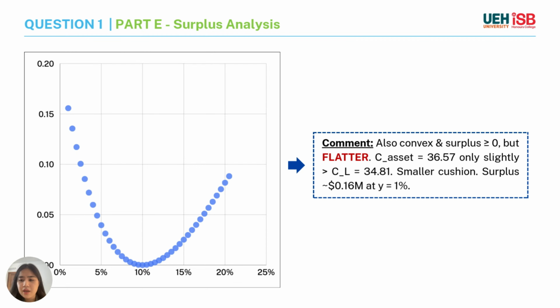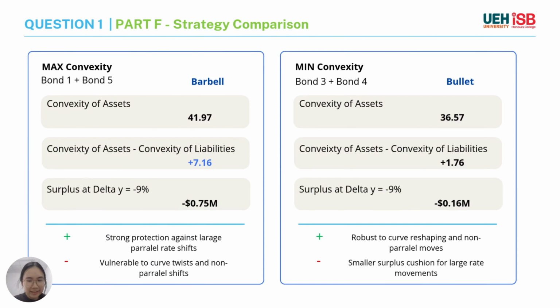However, the curve is much flatter. For instance, when the yield is 1%, the surplus is only about 0.16 million, which is significantly smaller than in the maximum convexity case. Overall, Part D produced a barbell strategy with high convexity and strong protection, while Part E produced a bullet strategy with lower convexity and a smaller protection cushion. So now I will compare the two strategies in terms of risk and performance.